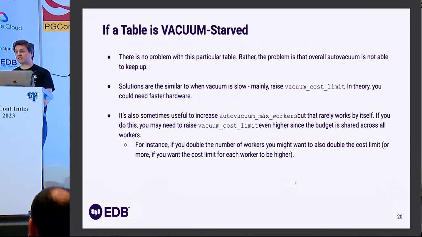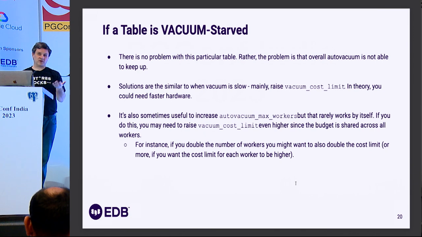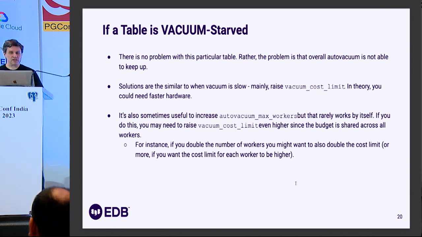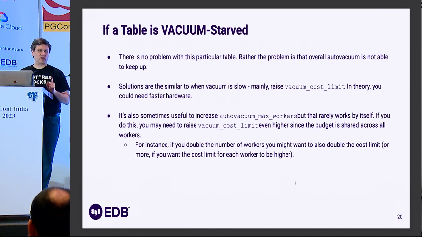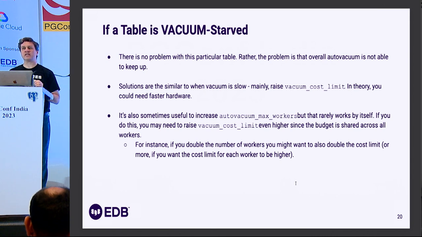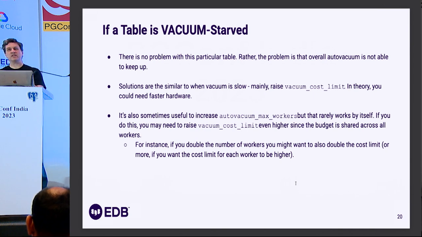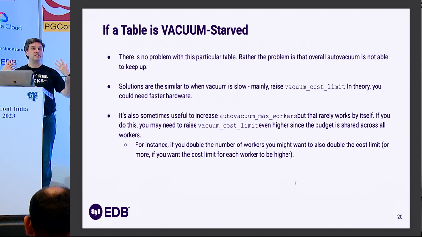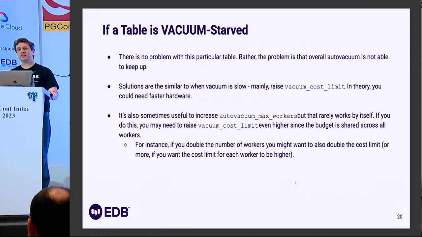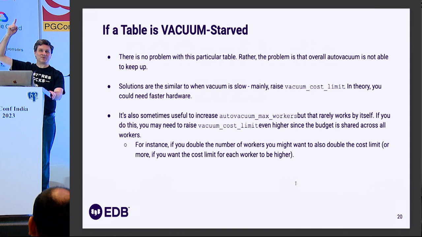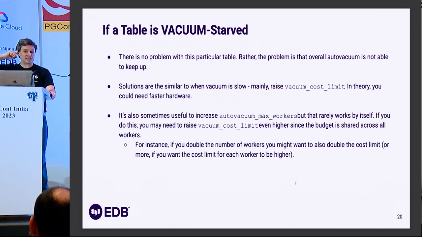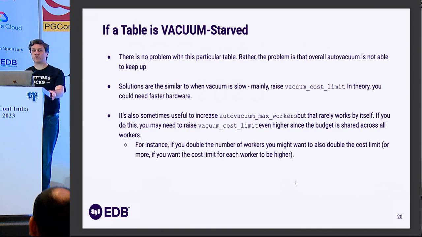Another case is maybe it's not the cost limit at all. Maybe your hardware is just too slow. Well, you'll have to get faster hardware. The only real difference between this case and the case where vacuum is slow is that in this case, it's more likely to be helpful to raise the number of workers. Because sometimes these starvation scenarios happen because there's a few big tables and then many smaller tables. AutoVacuum gets busy with the big tables, and then the smaller tables get overlooked. And raising the number of workers can help. But remember, if you raise the number of workers, what do you need to do to that cost limit? Up, up, up. If the number of workers goes up, the cost limit needs to go up by probably at least the same ratio, maybe more.